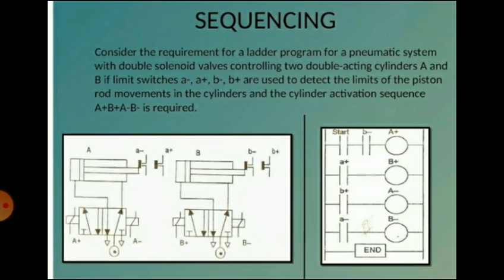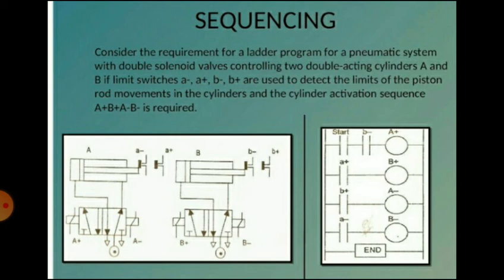Then sequencing. The sequencing system uses internal timing devices to determine when to initiate changes in output variables. Washing machines, dryers, dishwashers, and similar appliances use sequencing systems to time the start and stop of cycle elements. So you can see the sequencing circuit.